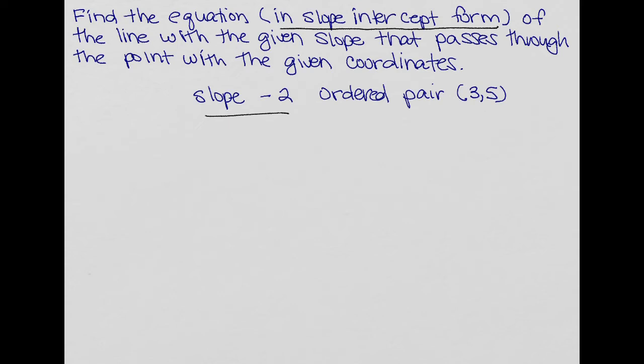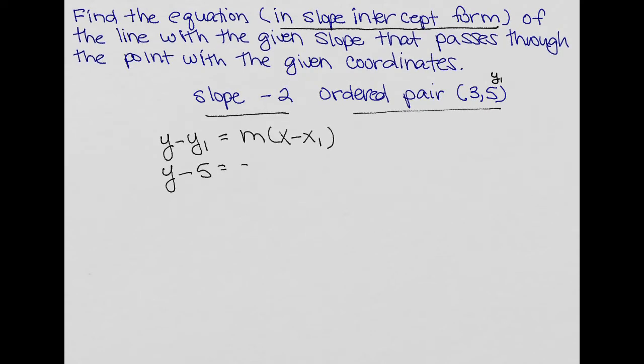We've been given the slope and a point. So we'll go back to the point slope formula. y minus y sub 1 is equal to m times x minus x sub 1. And we're just going to substitute these values into this equation. So I have y minus 5, because this is my y sub 1, is equal to the slope, which is negative 2, and then x minus 3. And then we're just going to simplify this equation.